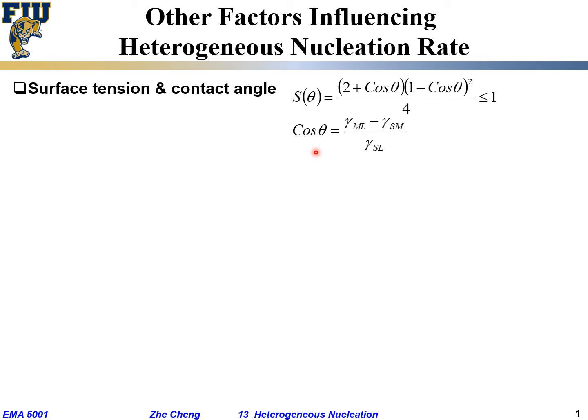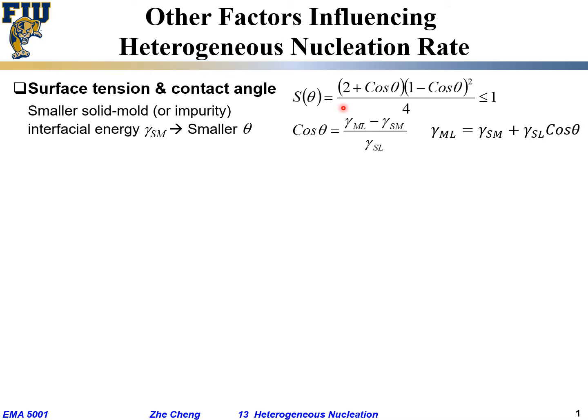Where do we get this equation? We get it from this. Make sense? This is our balance of surface tension. We rearrange, and we get this cosine theta term. And then we calculate the I theta term.